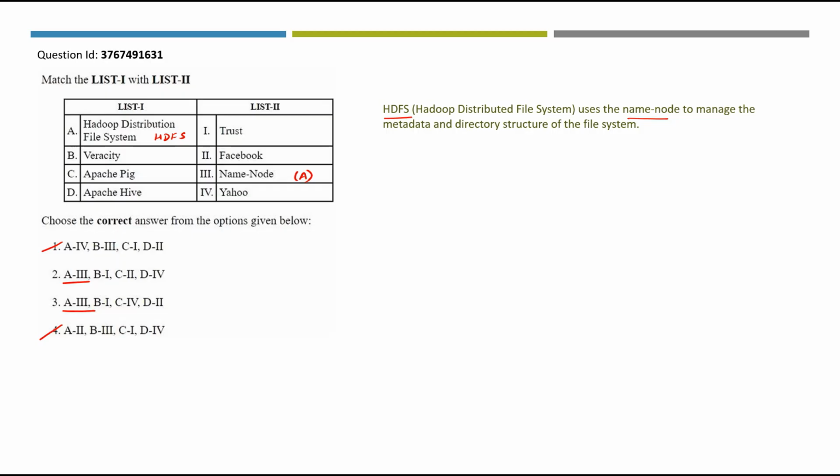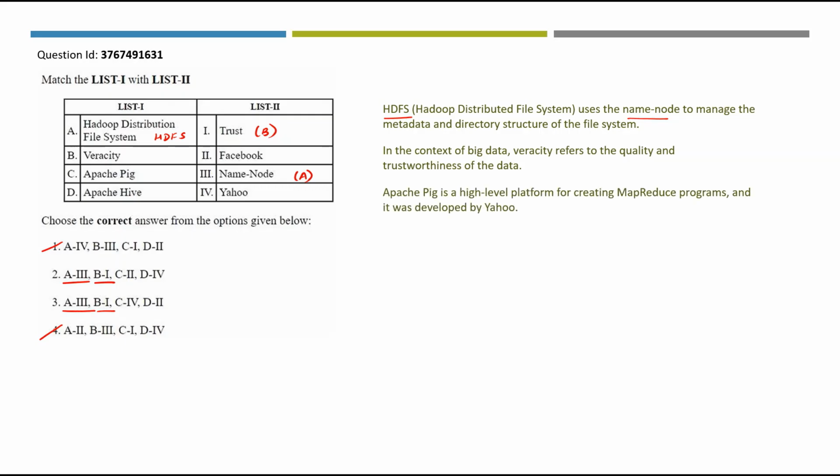What about veracity? In the context of big data, veracity refers to the quality and trustworthiness of the data. So B will be mapping to 1. B1 is available in both the options again. Next we'll move on to Apache Pig. Apache Pig is a high-level platform for creating MapReduce programs and it was developed by Yahoo. C will be mapping to 4. C4 is available in option 3, so we are ruling out option 2 also.